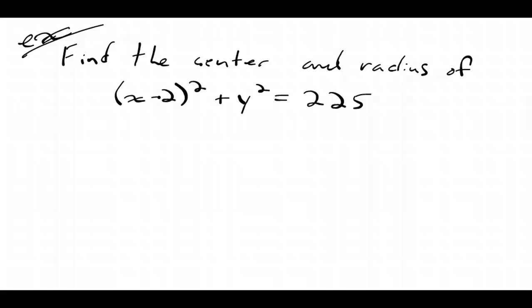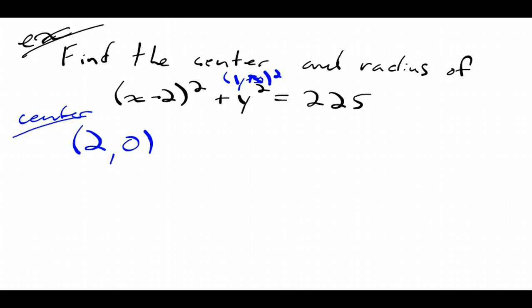Okay, find the center and radius of x minus 2 squared plus y squared equals 225. If I want to find the center, don't forget to change the sign. So the center is 2. Since there's not really any y plus anything, it's like y plus 0 squared, right? The 0 is just kind of not there. So the center is 2, 0. For the radius, don't forget that this is r squared. So we need to take the square root of that to get our radius, which will be 15.